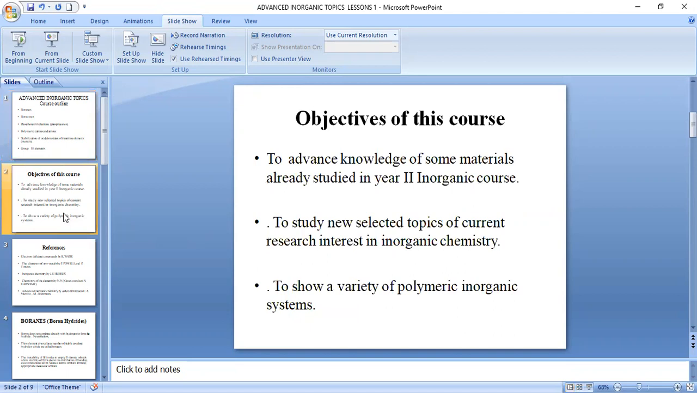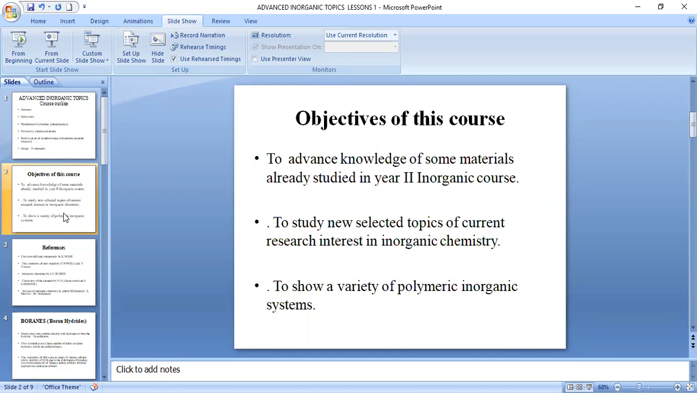The objective of this course is to advance knowledge of some materials already studied in your year 2 inorganic courses, to study new selective topics of current research interest in inorganic chemistry, and also to show a variety of polymeric inorganic systems.